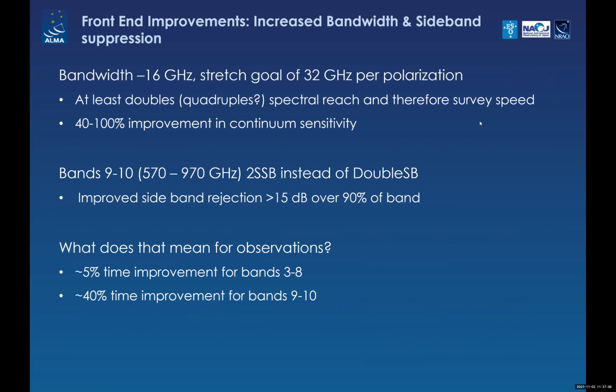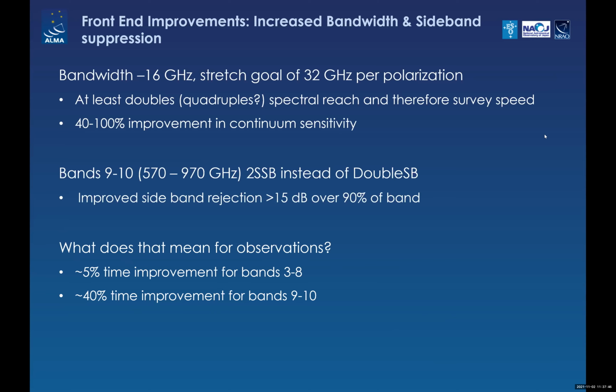So what do we have in mind for the front-end systems? Well, certainly the doubling of the bandwidth means 16 gigahertz of bandwidth in both polarizations. The stretch goal is 4 times that, 32 gigahertz per polarization. So that at least doubles the spectral reach of the whole system, and therefore gives us the opportunity to increase our survey speed. And depending on the spectral resolutions that you're considering, thinking back to things like the pill survey, we could do those a factor of 10 or so faster than we can do them today.